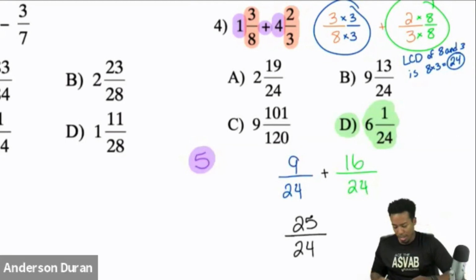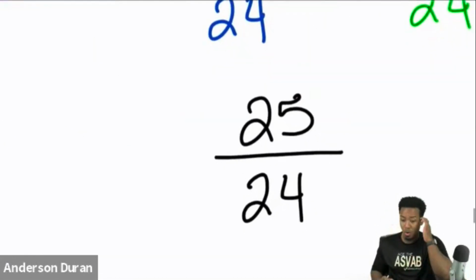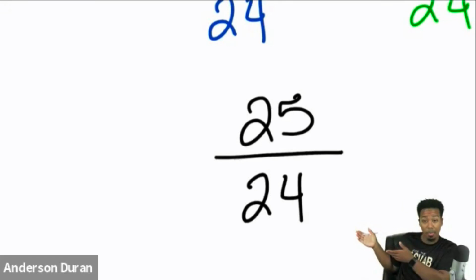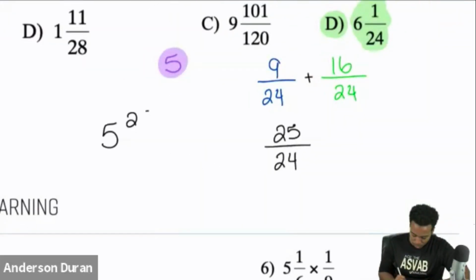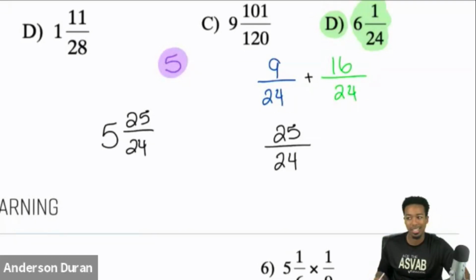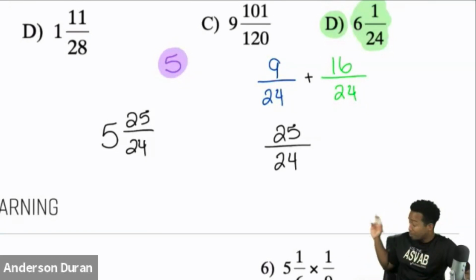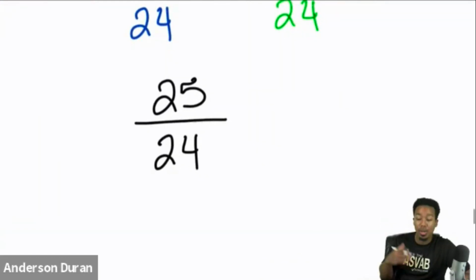And so we have to ask ourselves, oh, whoa, that is improper. We cannot write the answer as 5 and 25 over 24. That makes no sense at all. That's like saying, hey, I want you to run 1 3/2 miles. Bruh, no, that doesn't make sense. So we're going to need to turn this into a mixed number and then bring it back.